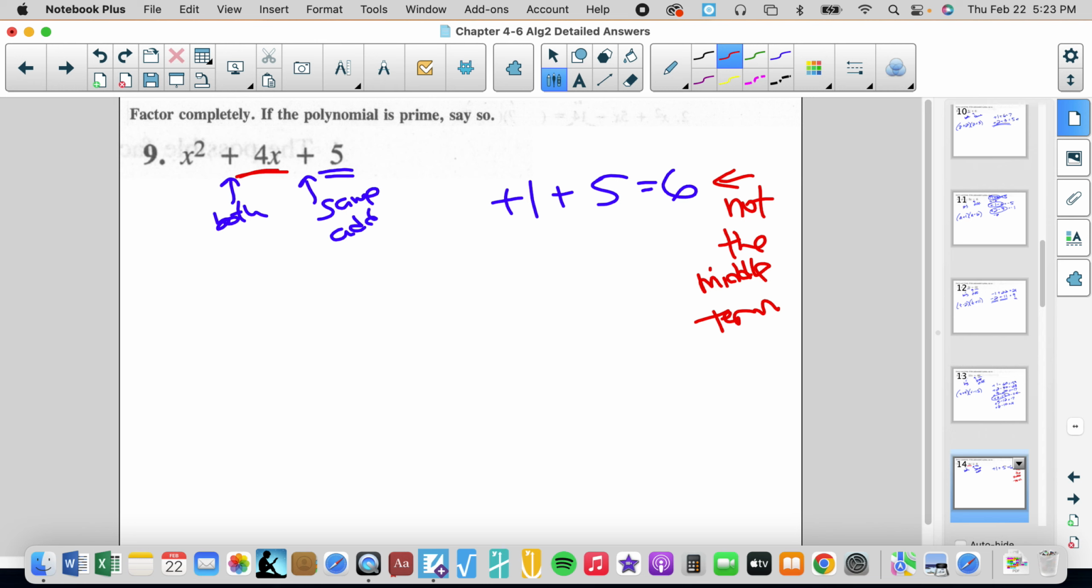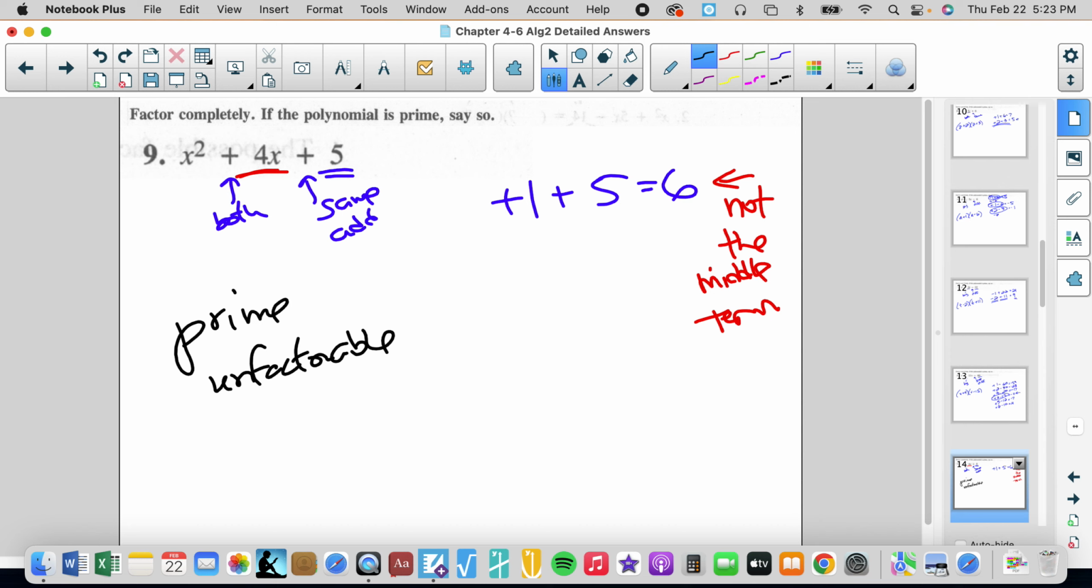It didn't equal my middle term. So this is what we call prime. It's unfactorable, meaning it doesn't produce whole number factors. We have another technique to use a little bit later called the quadratic formula, and I'll teach you that later. But this one is our first unfactorable using this technique.